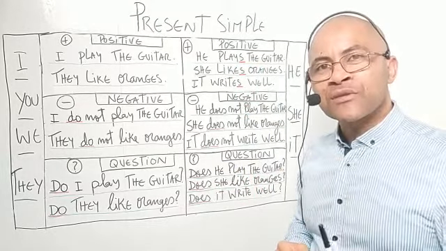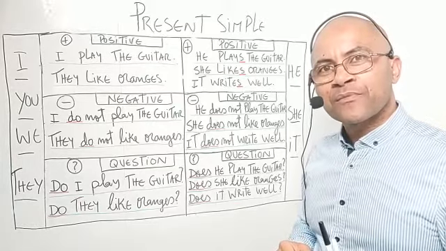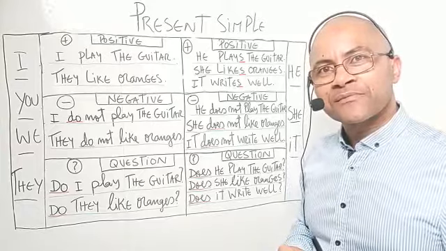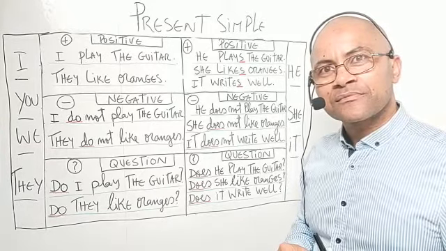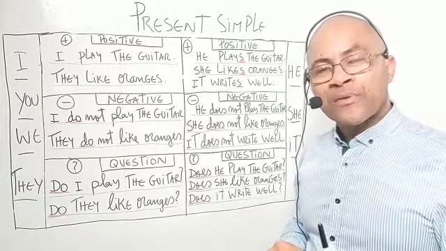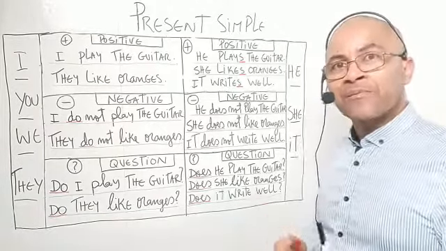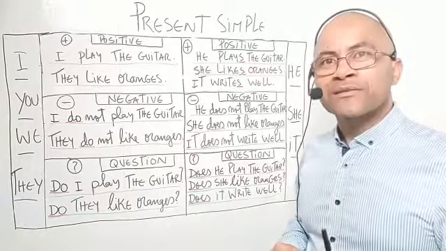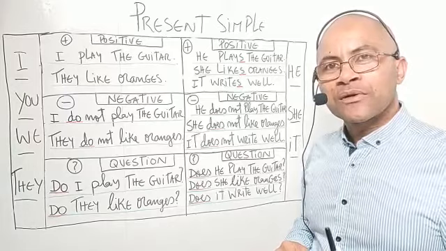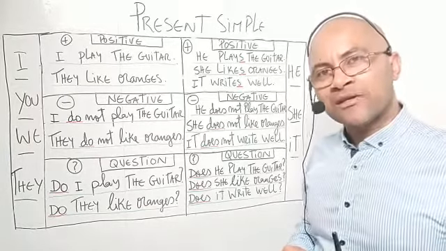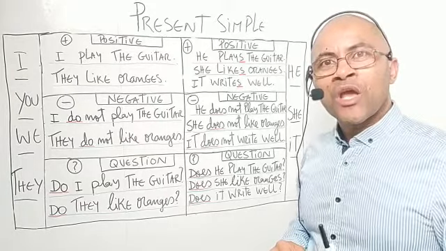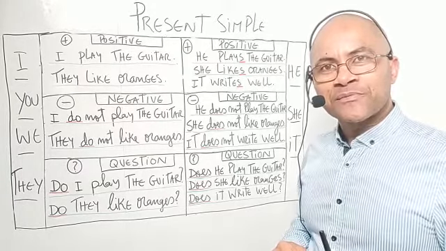You need the auxiliary verb does and not to make a negative sentence. Question. Before the personal pronoun he, she, it, you also need does to make the question. For example, does he play the guitar? Yes, he does. No, he doesn't.